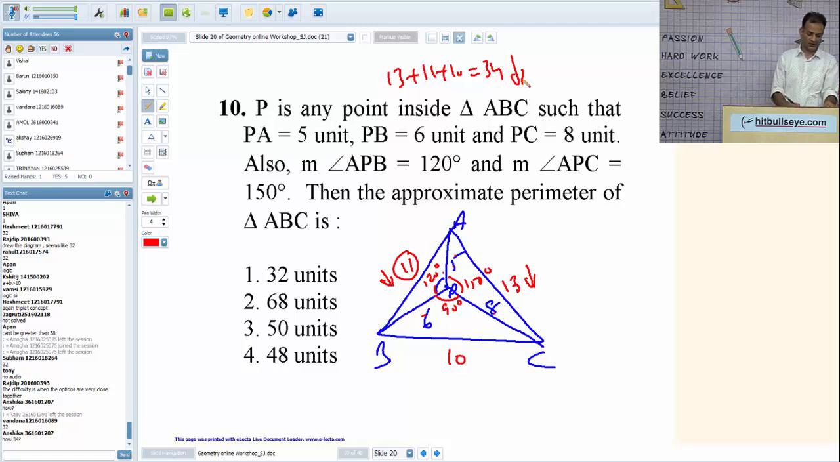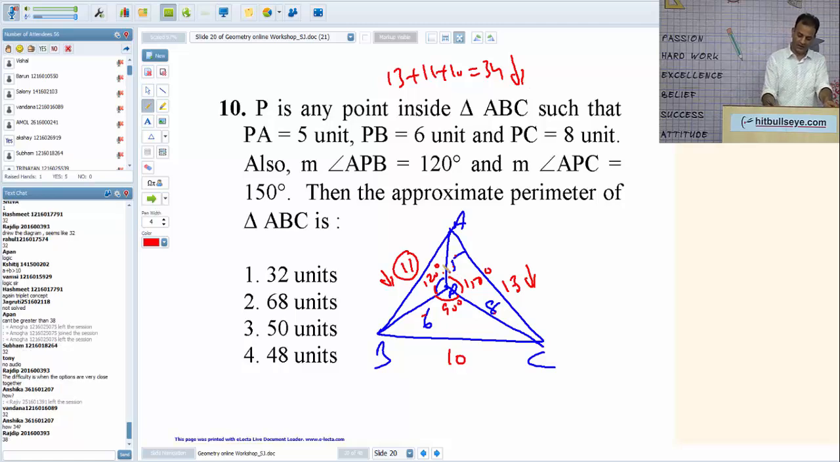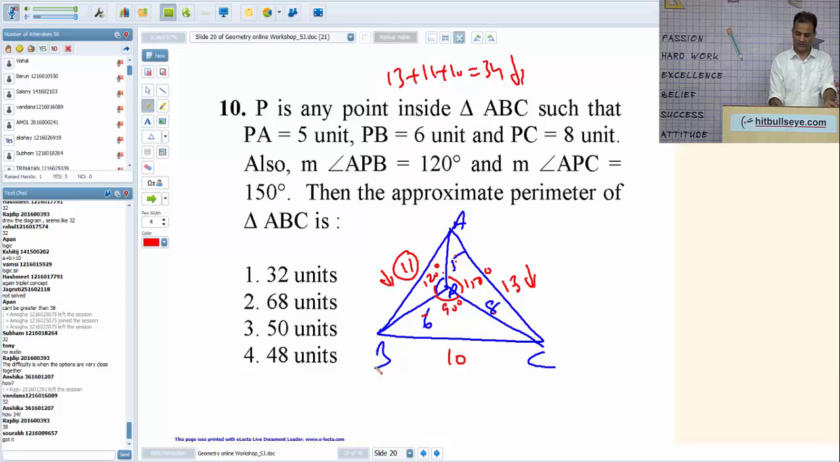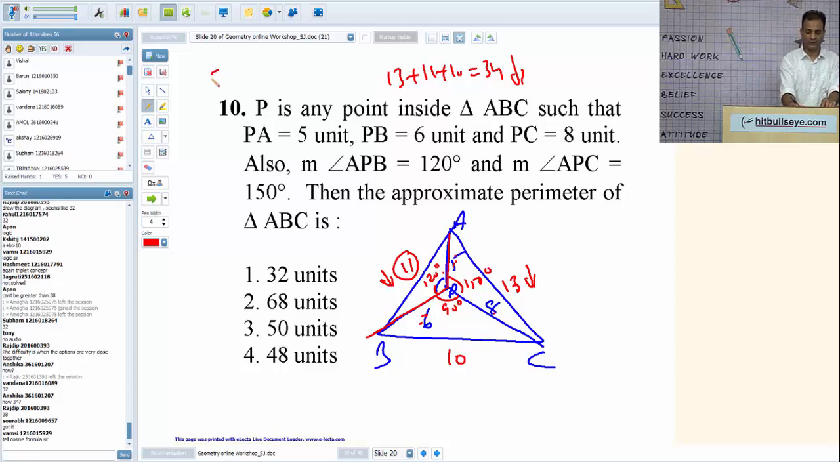How 34, Anshika and Vandana? I have taken the sum of any two sides. 5 plus 6 is 11. For this triangle, two sides are given, 5 and 6. The third side cannot be greater than 11, because the condition is that the sum of any two sides should be greater than the third side.